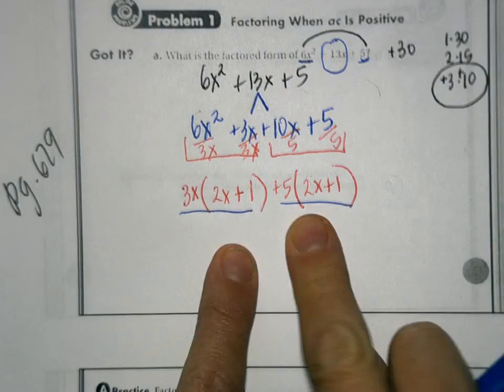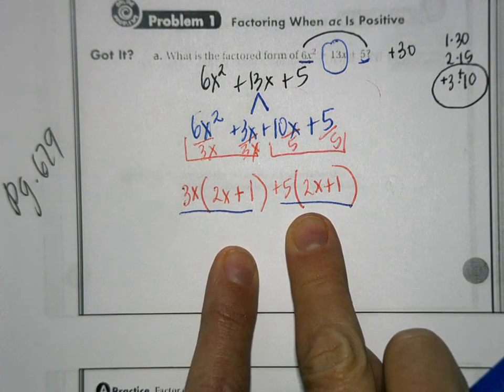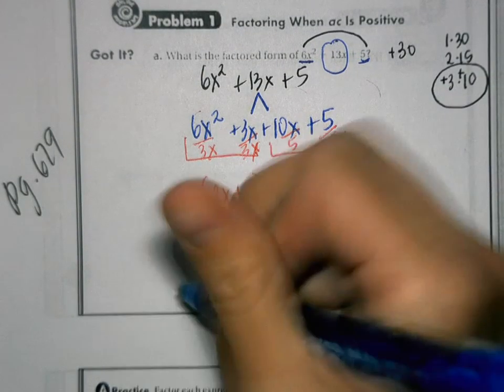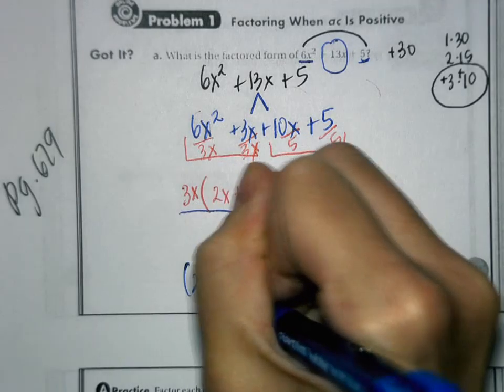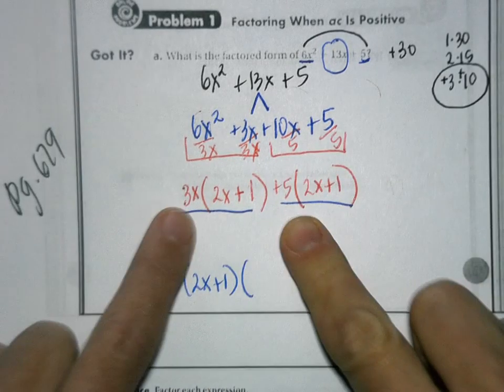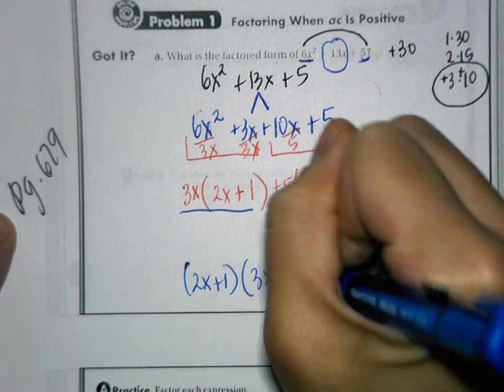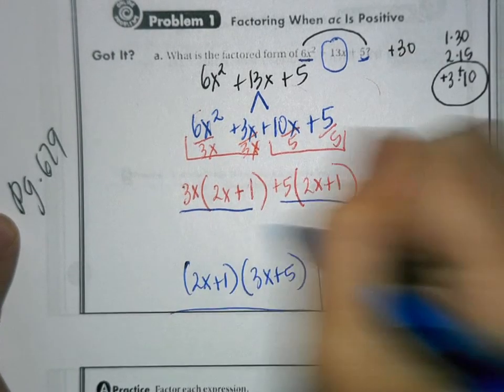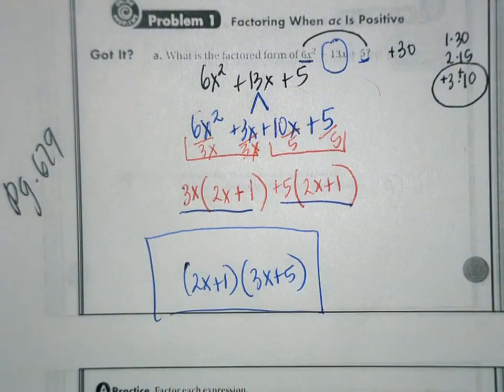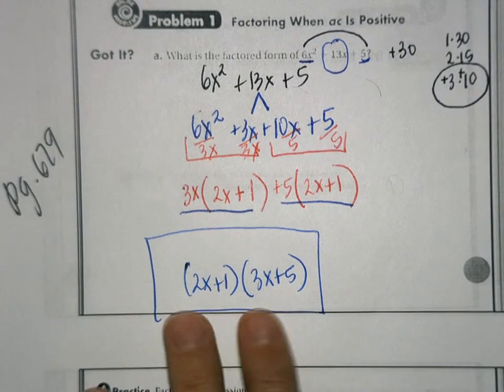2x, these are two terms, and each of them have 2x plus 1. So we're factoring out a 2x plus 1. And then you're left with what's in front for your second parenthesis, 3x plus 5. So that's my answer. If you notice, and if you have music on right now, please turn it off.